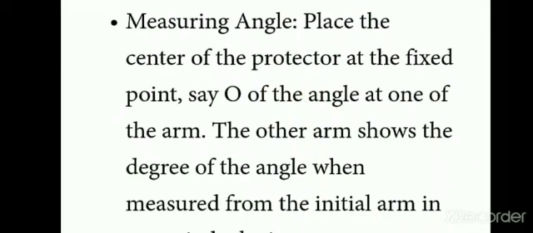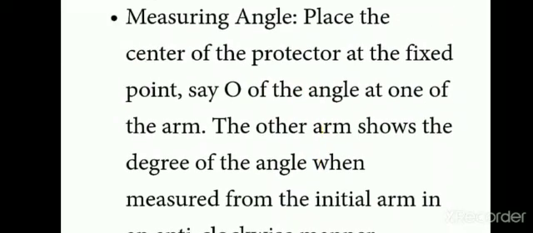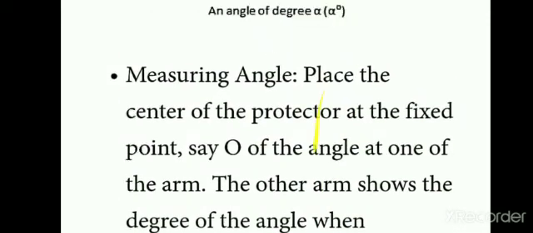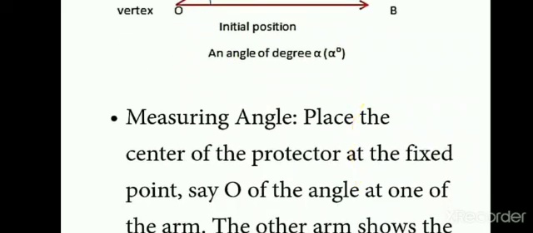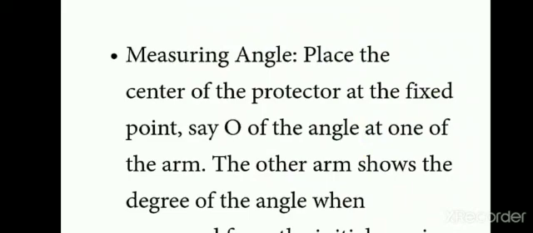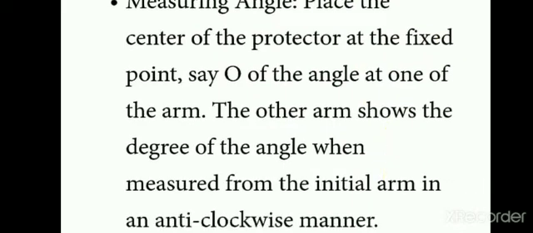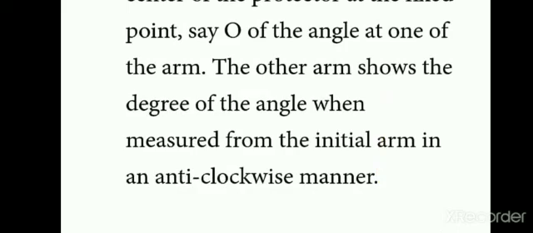Let us know how to measure an angle. To measure an angle, place the center of the protractor on the fixed point, say O. See here there is an angle AOB. In this angle AOB, you should keep the center of the protractor on the point O, and place one arm of the angle on the zero line. The other arm shows the degree of the angle when measured from the initial arm in the anti-clockwise direction.